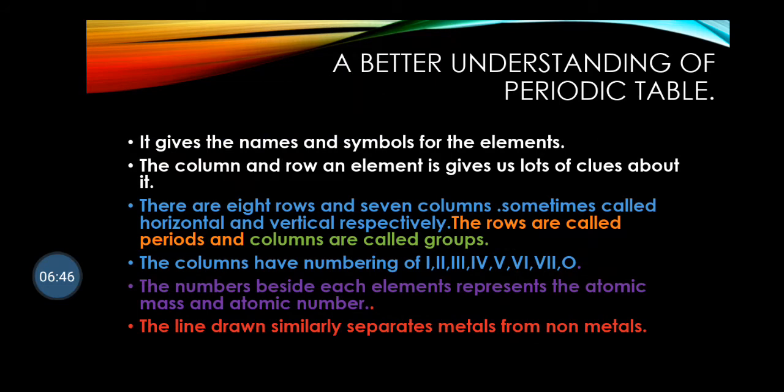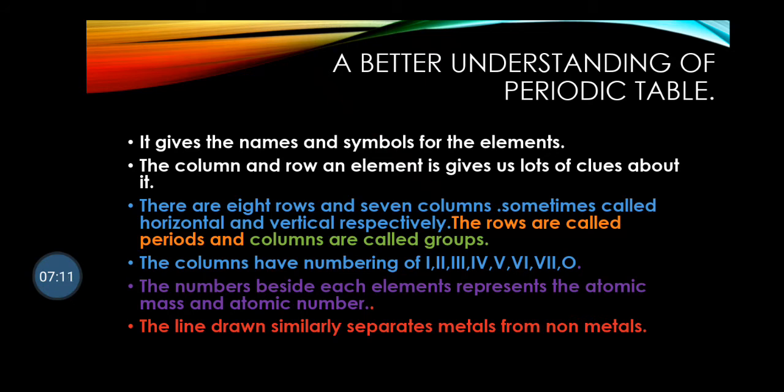Then a better understanding of the periodic table gives the name and symbol of the element. Yes, the first thing you see is the names and the symbols. Then it is made up of rows and columns. The rows are called periods, while the columns are called groups. There are 8 groups and 7 periods.